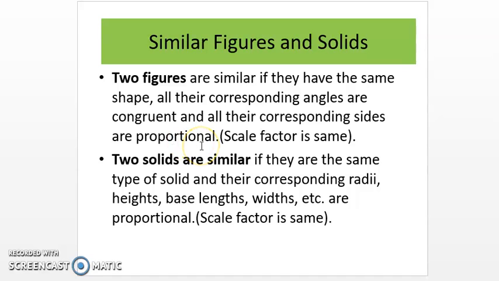Similarly, two solids are said to be similar if they have the same type of solid, meaning the shape of the solid is the same, and their corresponding radii in case of sphere or cylinder, heights, base, lengths, and other parameters are proportional, that is, their scale factors are the same.